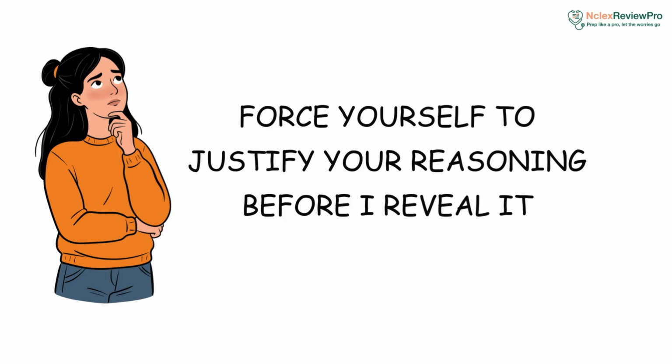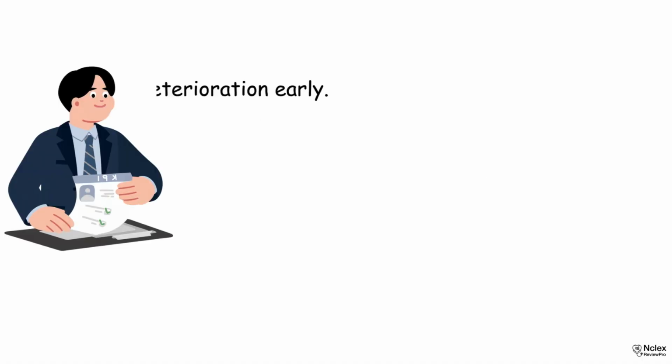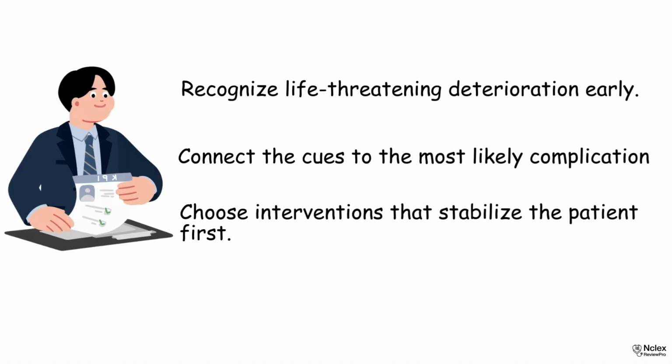Let's begin. We are starting Section 1, Acute Cardiovascular Disorders, Recognition and Management. In this section, your job is to recognize life-threatening deterioration early, connect the cues to the most likely complication, and choose interventions that stabilize the patient first.